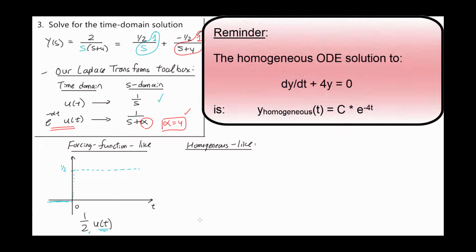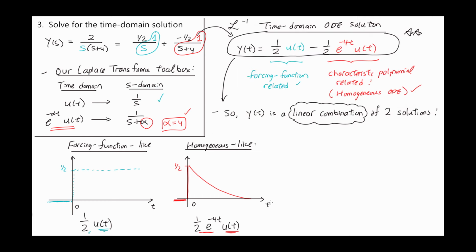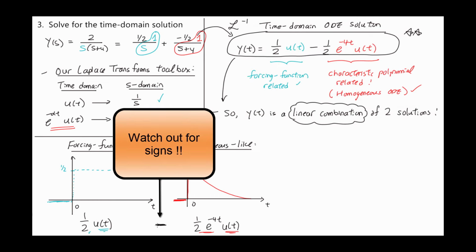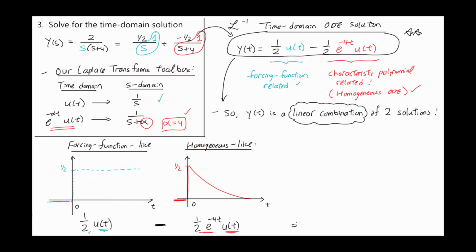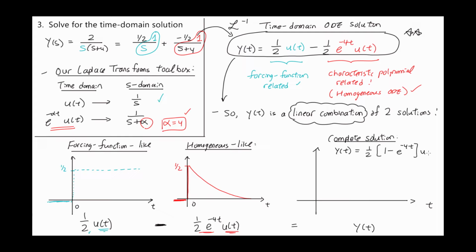Now the homogeneous-like portion, or the characteristic polynomial-related term, is going to be this. Okay, so if we plot that, u(t) still means nothing happens prior to t equals 0, and anything afterwards, you're going to have a small exponentially decreasing envelope. Now, as a linear combination, you need to watch out for the negative sign so that you make the final solution of y(t), where we're going to plot this right now. So now I'm going to clean it up by saying y(t) is actually 1/2 times (1 minus e to the negative 4t) times the step function.